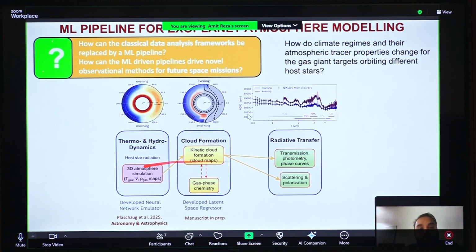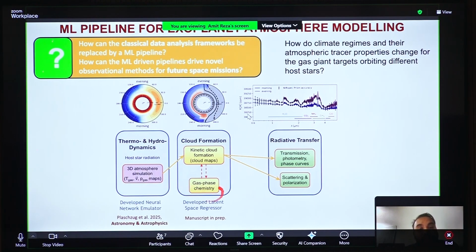Right now, we try to understand how we can replace this classical block, because it has a lot of computational burden in terms of solving classical equations. Can we develop some kind of neural network emulator for this thermohydrodynamics 3D GCM model, as well as for the cloud formation model? So practically, we successfully developed a model which can represent the 3D GCM.